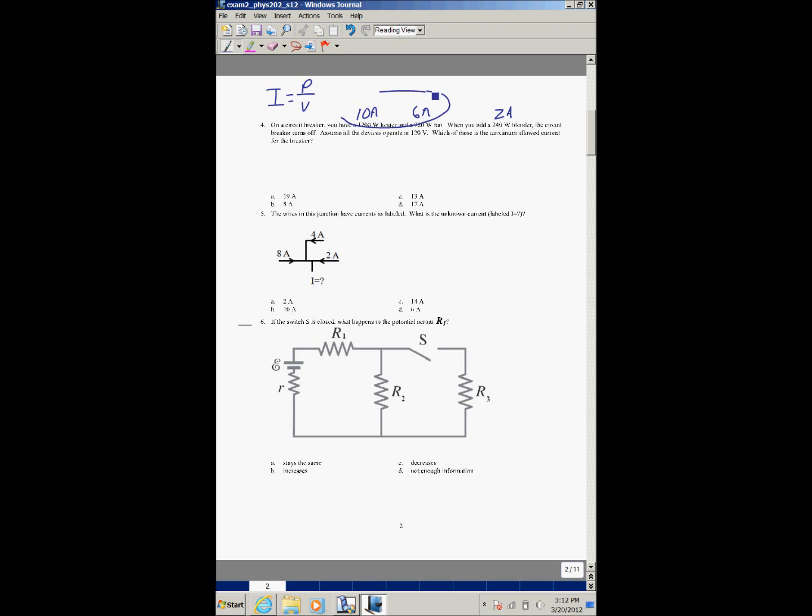So it operates just fine at 16 amps. But when I add the extra 2 amps, somewhere between 16 and 18 is when the circuit breaker kicks off. So that is D, 17 amps, which is the only number between 16 and 18.